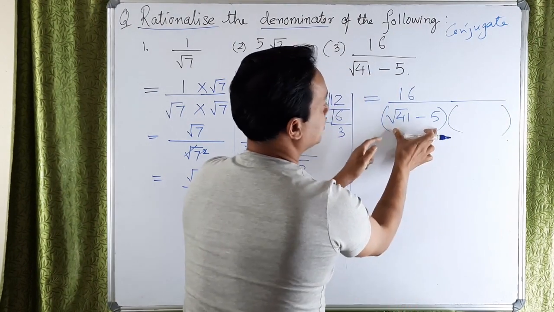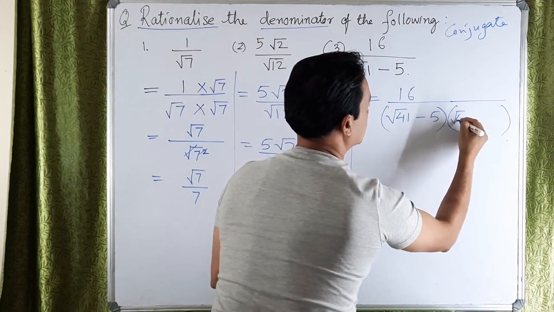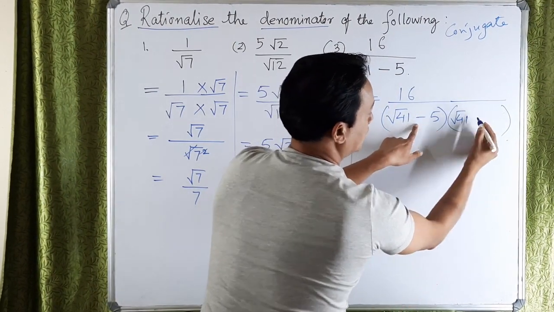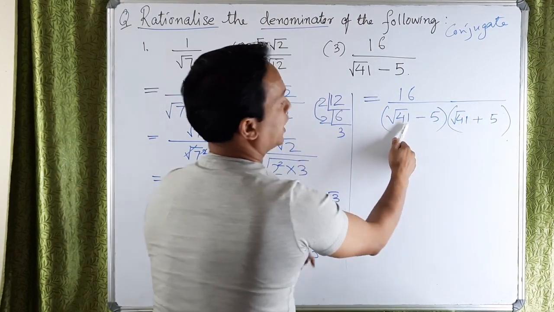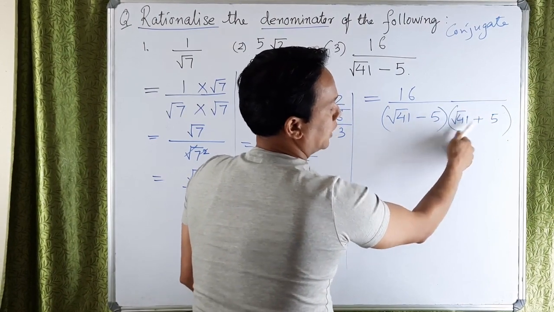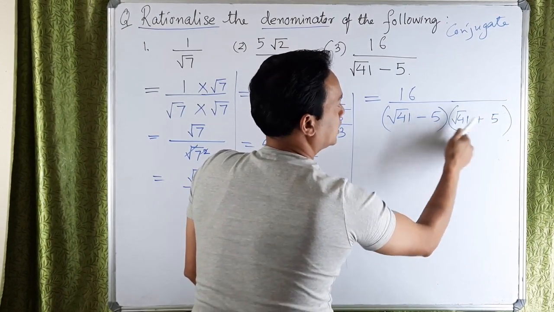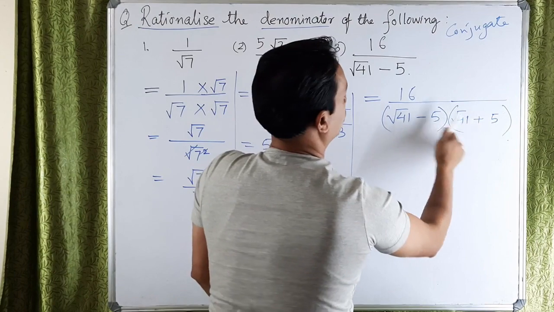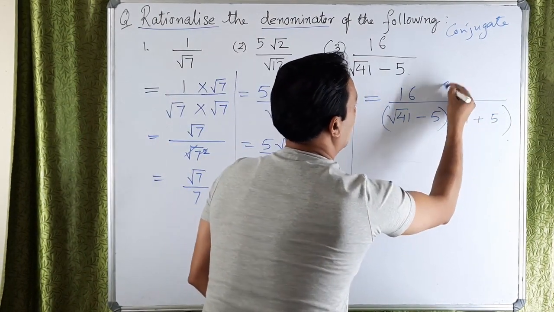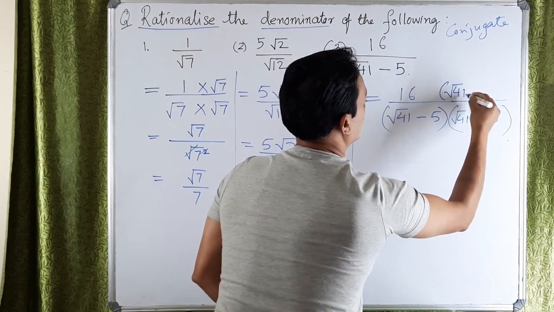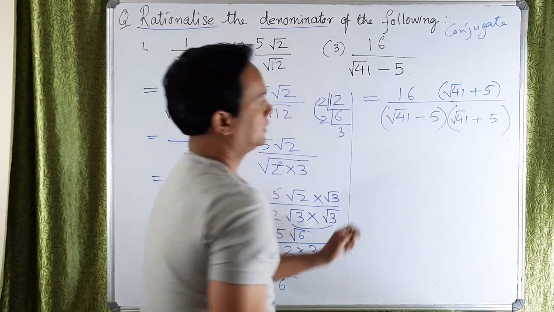Conjugate means you will be writing the same numbers, but just change the sign. If it is a minus b, you will multiply with a plus b. Root 41 minus 5, so we have written root 41 plus 5 instead of minus. Just change the sign. This is called the conjugate of this one. So whatever you write, you have to write the same thing in the numerator also.